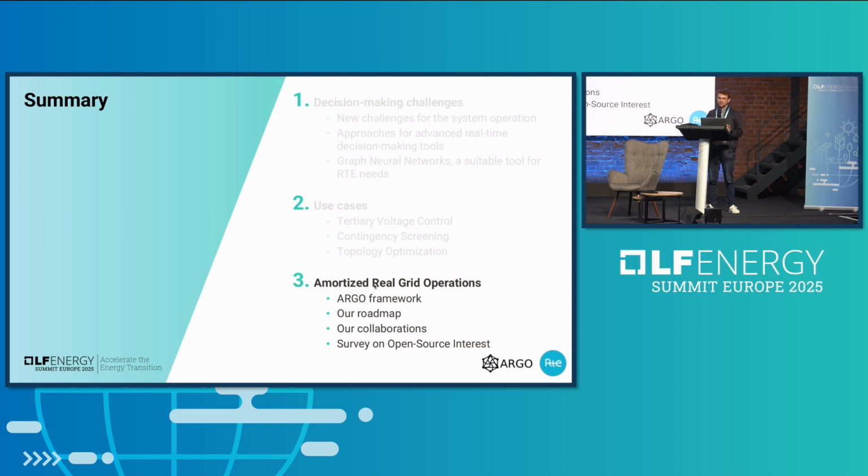And amortized, it comes from the amortized optimization literature, which basically amounts to say that we are dealing with optimization problems, but using neural networks, using tools from the statistical learning theory. So we are training models to solve optimization problems.